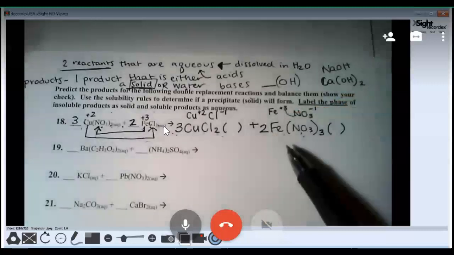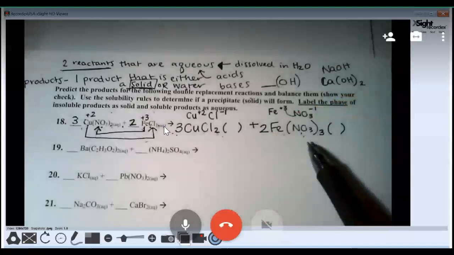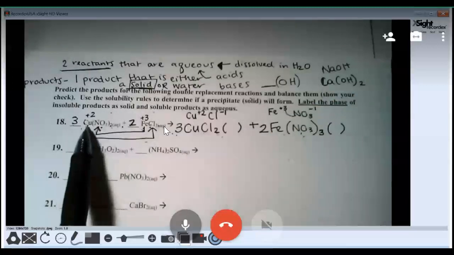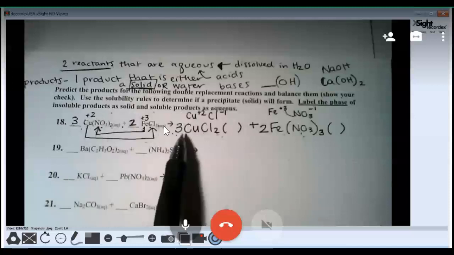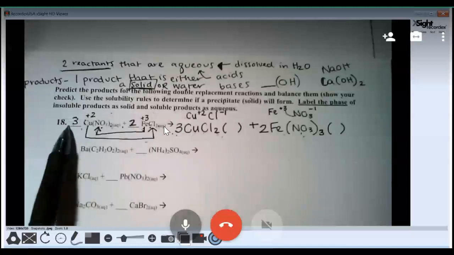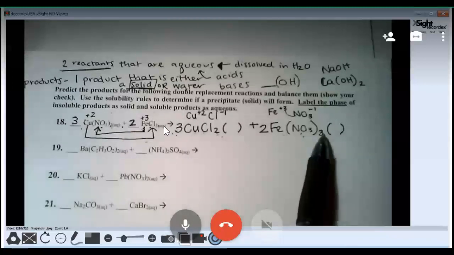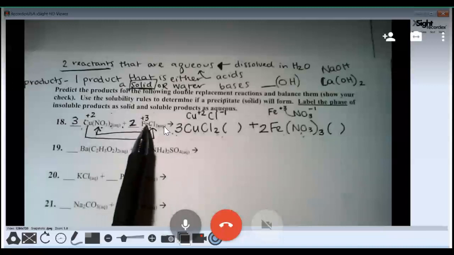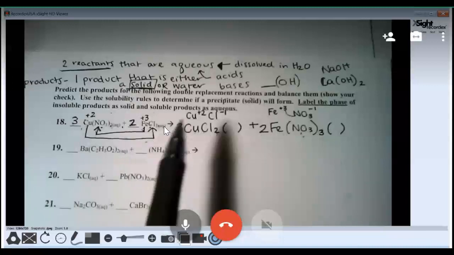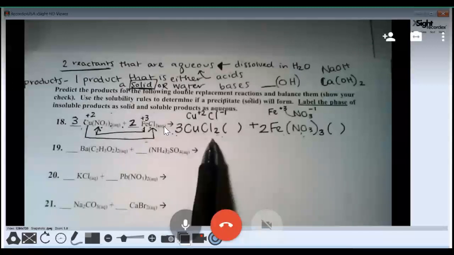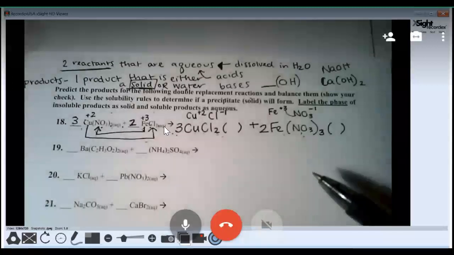Beautiful. Okay, so now let's go back and check. Because we have a coefficient in front of everything, but we should make sure it's actually balanced. So we have 3 coppers on the reactants, 3 coppers on the products, 6 nitrates on the reactants, and 6 nitrates on the products, 2 irons in the reactants, 2 irons in the products, and 6 chlorines in the reactants, and 6 chlorines in the products. Okay, so we are good and balanced.